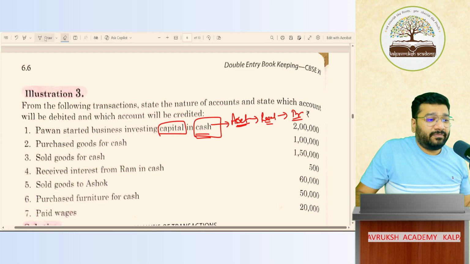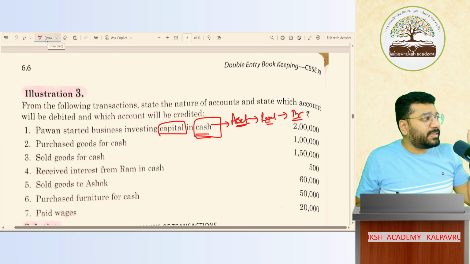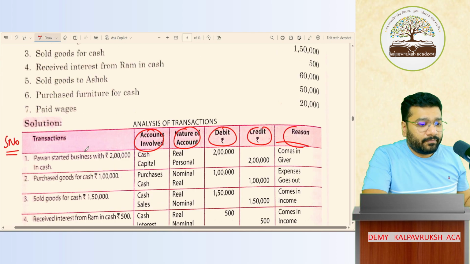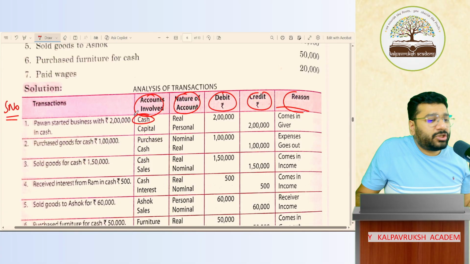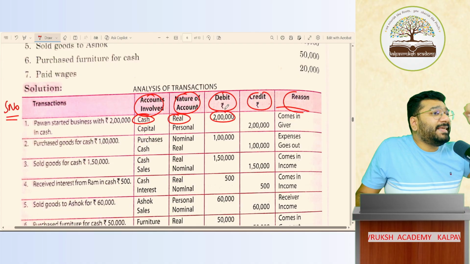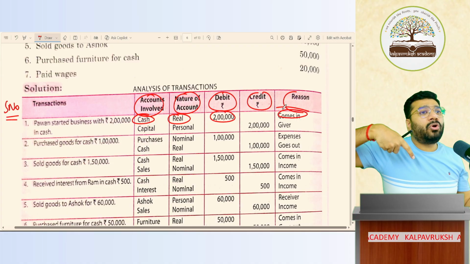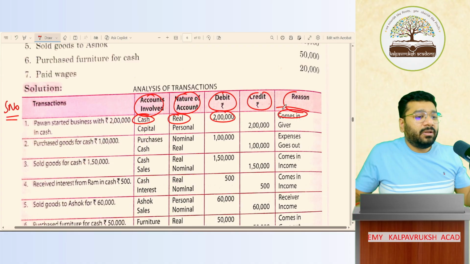Wait. Let me finish the capital part also, or do you want to do it simultaneously? Simultaneously, do it. Cash is the account involved. Real. In debit column, 2 lakh. Reason? Debit what comes in.